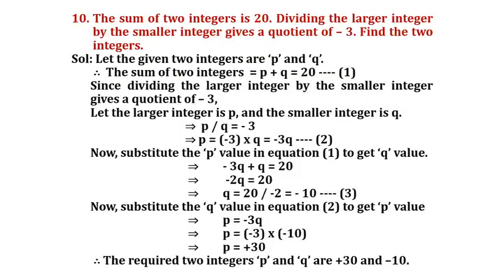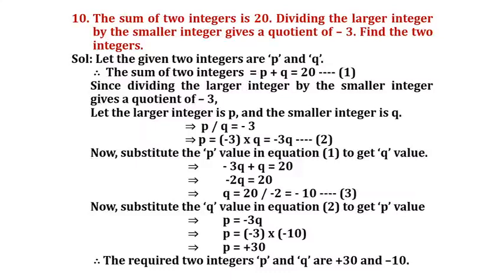So next, the sum of two integers is 20. Dividing the larger integer by the smaller integer gives a quotient of minus 3. Find the two integers. The sum of two integers is 20 is given. By the second sentence, we can understand that one of the integers is larger than the other. It means one of the integers is the larger integer and the other is the smaller integer.